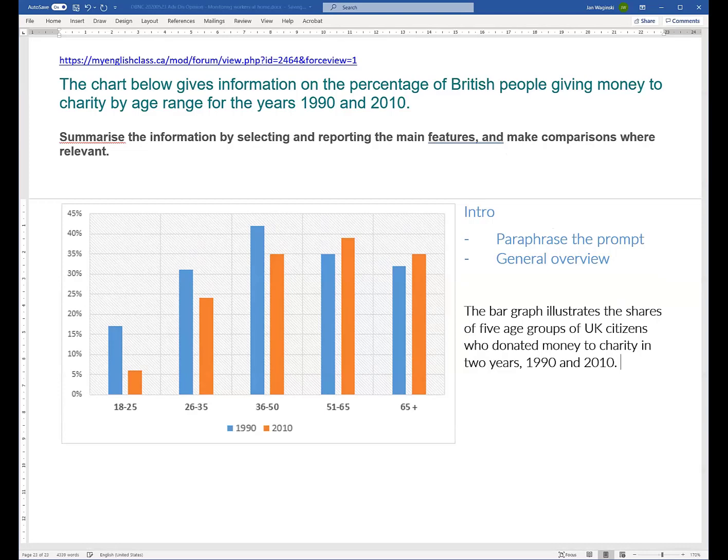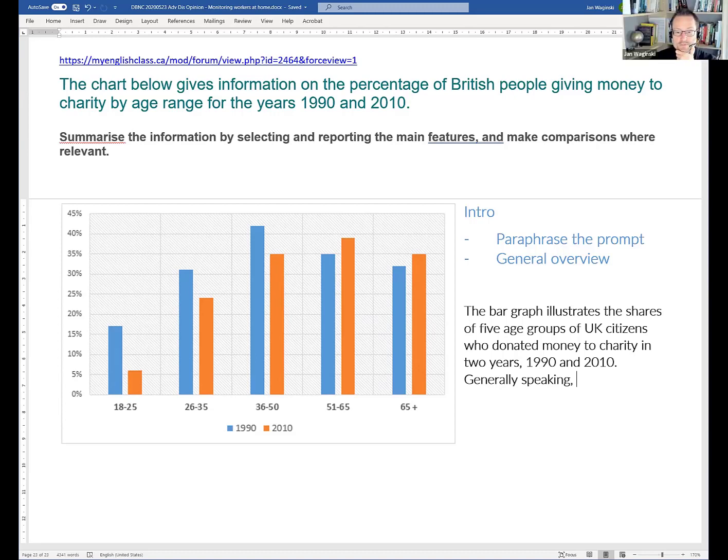So the bar chart illustrates the shares of... I'm not sure. Or maybe the second paraphrase, the bar graph illustrates the UK citizens who donated money to charity. Can we say in terms of five groups? No, because it doesn't illustrate UK citizens. It illustrates the percentage of UK citizens who donated money. The percentage of five age groups of UK citizens who donated money, more precisely. So it's correct, this one. Yeah, now it's good.